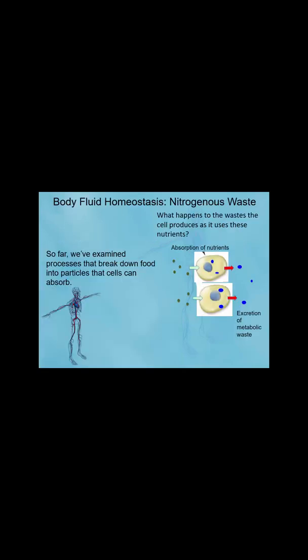Okay, so let's look at nitrogenous wastes. Now, there's bulk mass waste that comes out of the anal region, but we also filter our blood and pull out nitrogen waste in the form of ammonia. And we concentrate it in several ways. So we absorb nutrients and we excrete metabolic waste.